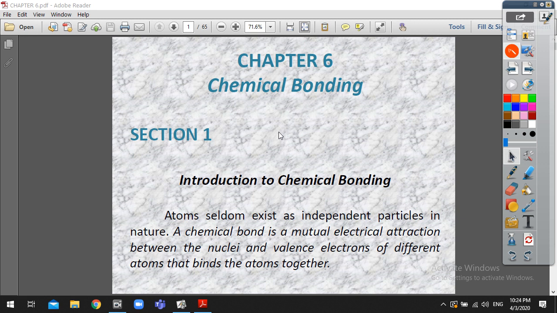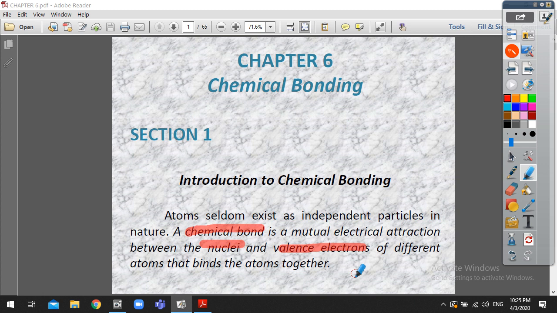Firstly, you have to know the definition of chemical bonding. A chemical bond is a mutual electrical attraction between the nuclei and the valence electrons of different atoms that binds the atoms together. It means that, as we know, an atom has two parts. The first part is called the nucleus, the other part is called the electron cloud. Between them there is attraction. When atoms combine, the nucleus of one atom attracts the other atom's electrons, the valence electrons, and they form a bond. We can call that a chemical bond.